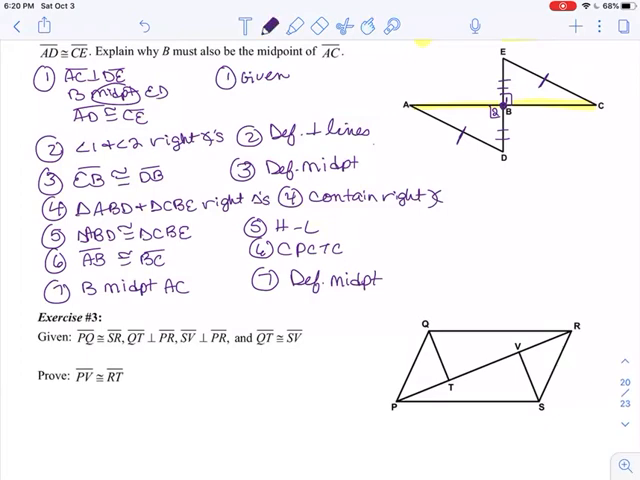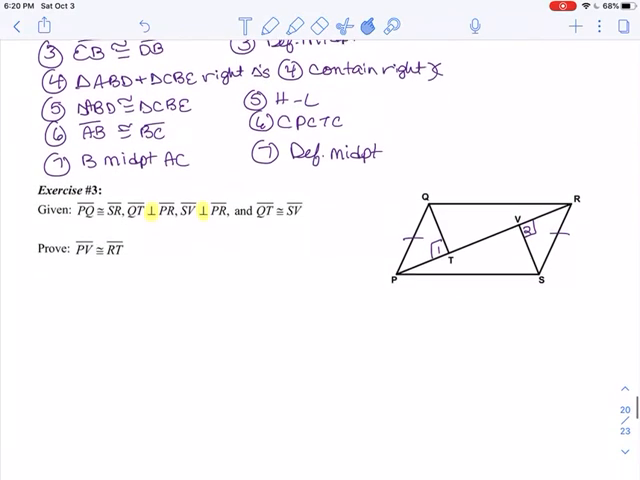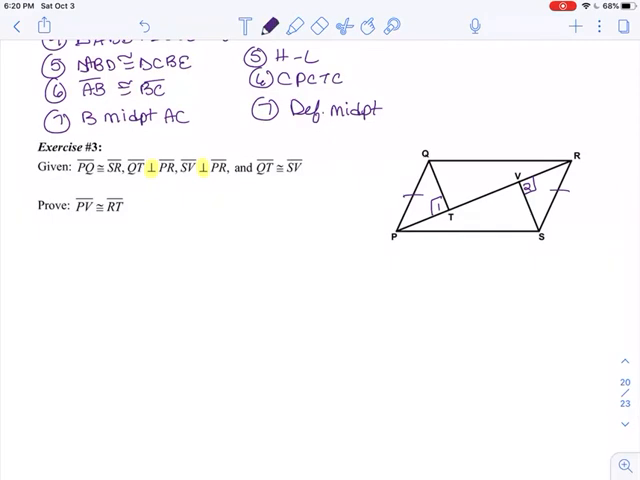So PQ is congruent to SR. Mark that down. QT is perpendicular to PR, and SV is perpendicular to PR. So that makes these guys right here right angles. I'm going to put a number 1 and a number 2 right in there right now. And also QT is congruent to SV. So QT is right here, is congruent to SV right there.